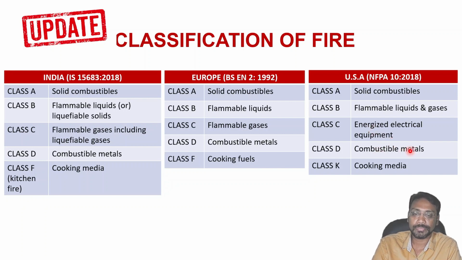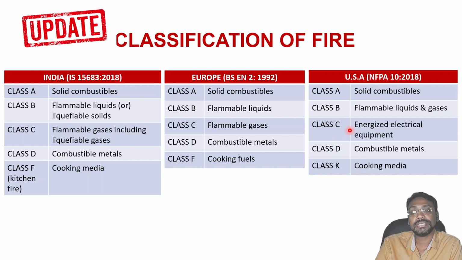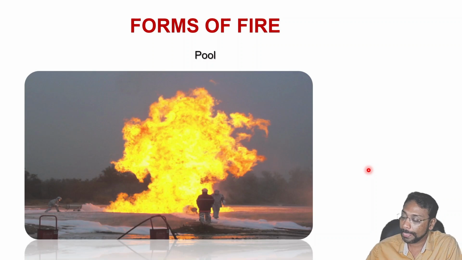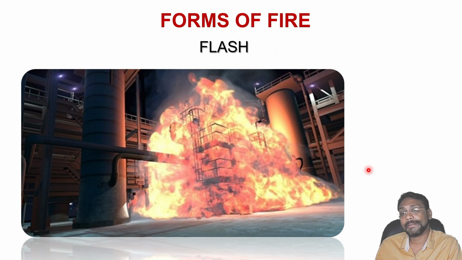Class D is the same, combustible metal. Cooking media or cooking fuel fire is not called class F, it is class K. So only two changes in US standard. Class C is electrical fire, and cooking media or cooking fuel fire is class K instead of class F. And these are the various forms of fire, that is pool fire, jet fire, and flash fire.